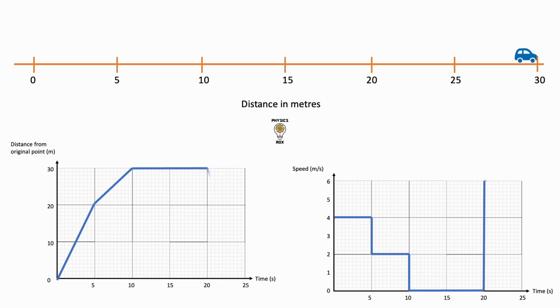And then the car suddenly moves backwards, so you can see on a distance time graph, the distance drops suddenly to zero with a steep gradient while the speed shoots up to a much higher value.